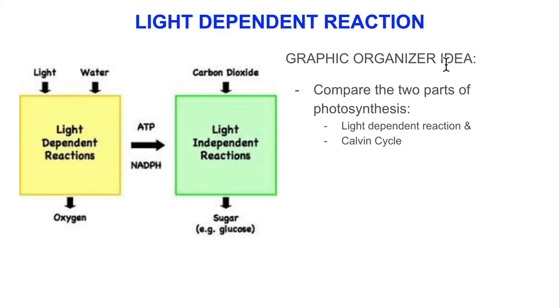So a good graphic organizer idea here would be to compare the two parts of photosynthesis. The two parts are the light-dependent reaction, which I just quickly went through, and then the next one, the Calvin cycle. These are those two parts of photosynthesis. That light-dependent reaction is going to capture sunlight, and it's going to create ATP and NADPH. And then I'm going to use this ATP and NADPH in the next one to turn carbon dioxide into glucose.